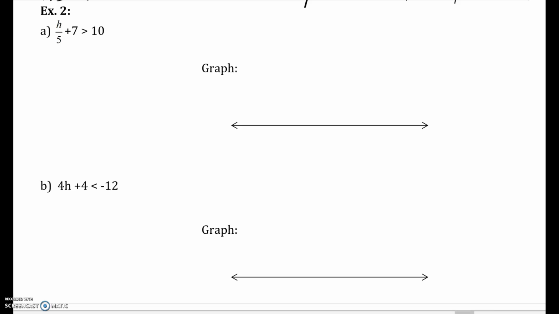All right, so I want you to go ahead and try these on your own. You can hit continue when you're done with A to check it, and then you'll have a chance to try B before you check it.